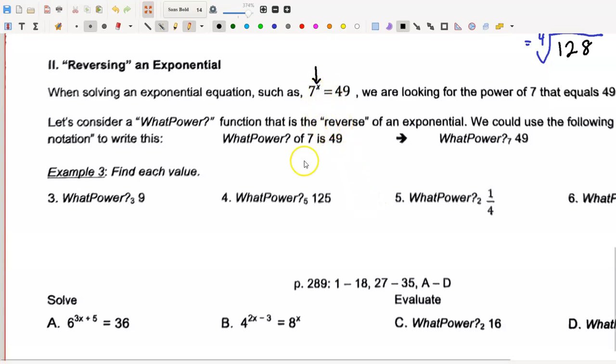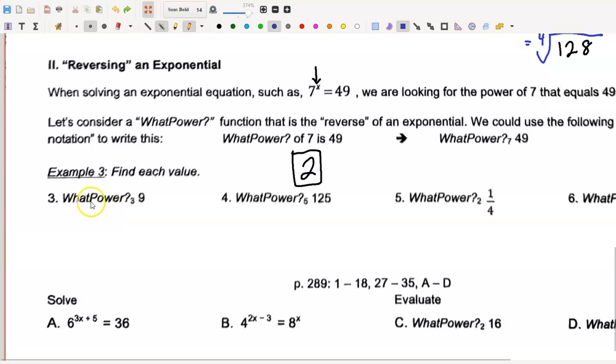Obviously here, what power of 7 is 49, right? We know 7 to the 2nd power is 49, so we don't need logarithms. But if this was 48, well, 7 to what power is 48? It's not going to be an integer and a nice number anymore, and that's what you use logarithms for. So this little exercise is just getting you ready for that.